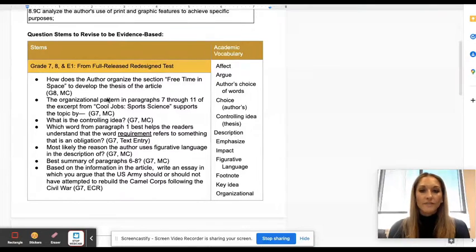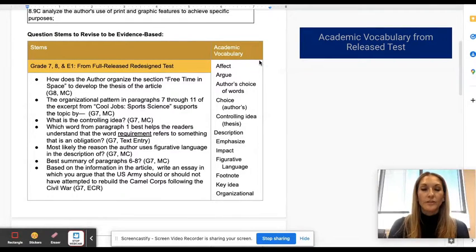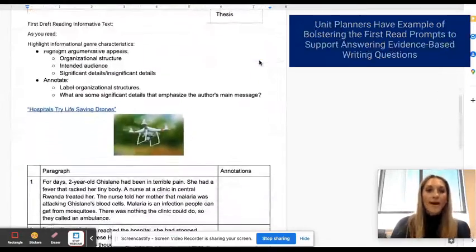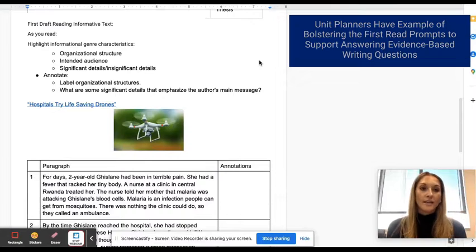We've also identified any academic vocabulary that the students would need to know or be familiar with as they're working through the skills of this specific genre. And then following that, we have an "as you read." So we're giving students a charge as they're reading the text. So we're giving them something specific to annotate for.